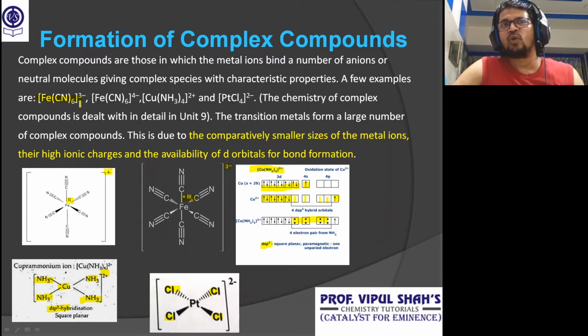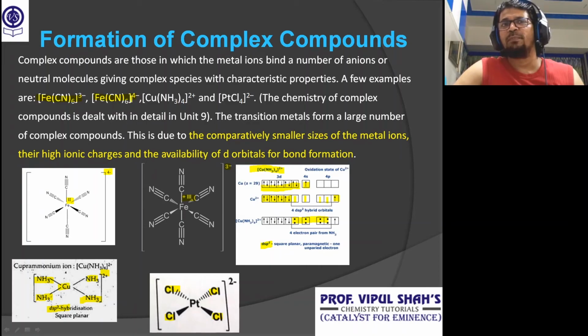Hexacyanoferrate, Roman number 3. Why to add 8? Because it's an anionic compound. Fe(CN)6 4 minus: hexacyanoferrate, Roman number 2.